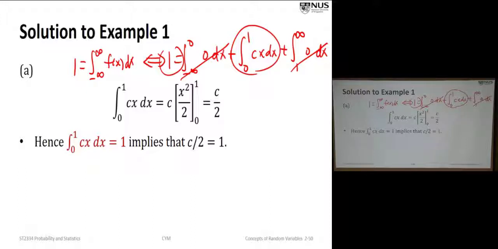But before that, we have to complete the integration. After you do the integration, it's c over 2. So we need to put c over 2 equal to 1, therefore c equal to 2. C equal to 2. All right? So f of x now equals 2x, where x is between 0 and 1, and equals 0 otherwise. All right?